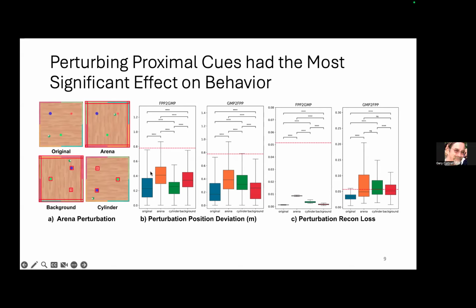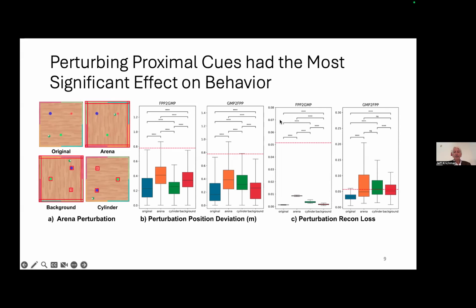So if we were trying to use the latent variables to actually decode position, and I can barely see it, but if you perturb the cues that were proximal, you actually got worse decoding of position, and the reconstruction loss was higher when you did that.